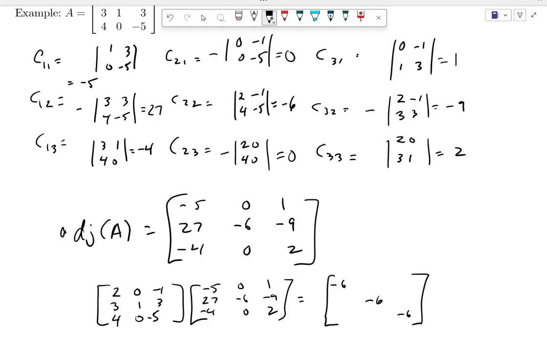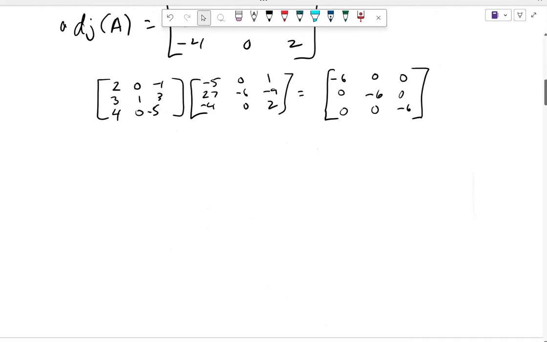Now, I skipped over the other ones. Let's see what we get for the other entries. What do you get for row 1, column 2? We get 0, don't we? What do we get in row 1, column 3? We get a 0. Row 2, column 1, we get a 0. And you'll get 0 everywhere else.